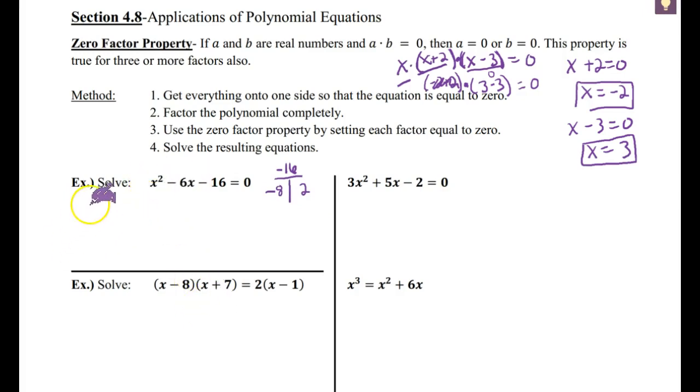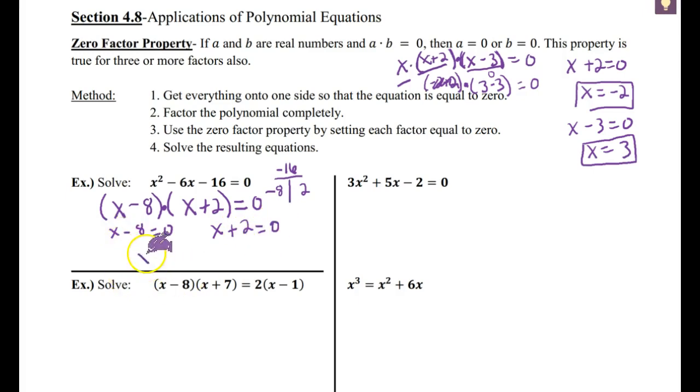And since that front coefficient is 1, I can go straight into x minus 8 times x plus 2, still equaling 0. Now that these are factors, things being multiplied, then that means that this factor has to be 0, because then 0 times this would give me 0, or this factor has to be 0, because then 0 times that quantity would also give me 0. So I set each one equal to 0 to figure out what x needs to be to make those factors 0.